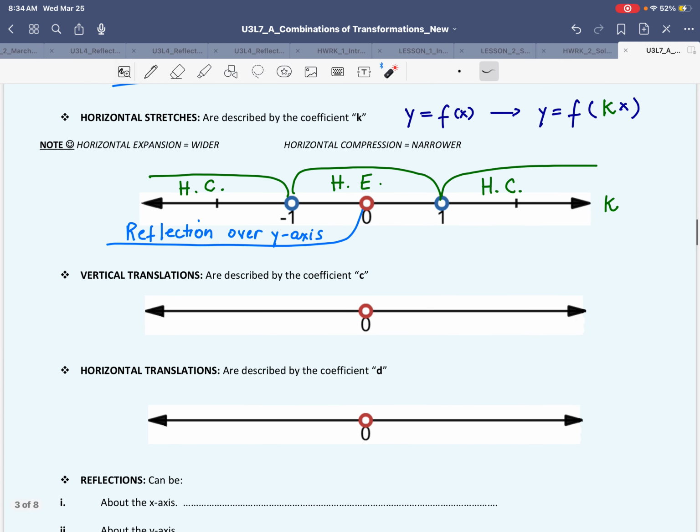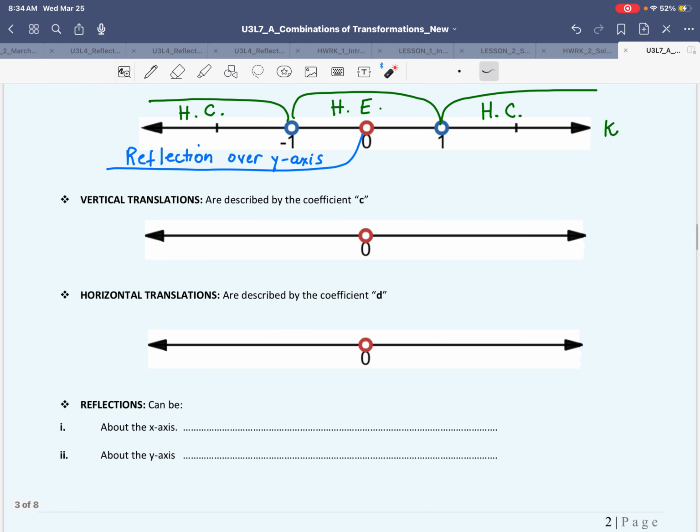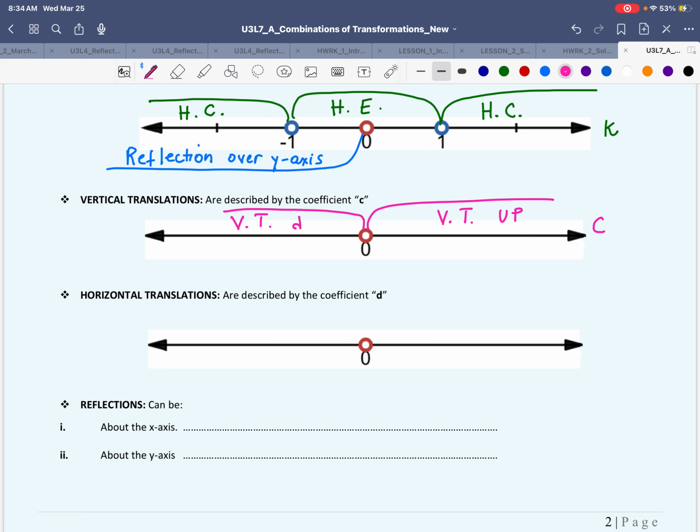So because the c values are added to y, then we're going to say that when the c values are bigger than 0, the graph will move vertically because the y values are increased by a positive number. So vertical translation up. And if the c values are less than 0, then the function will undergo a vertical translation down. So the y values will move further into the negatives.